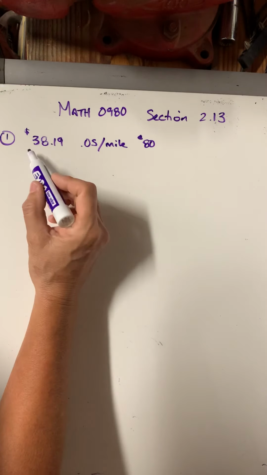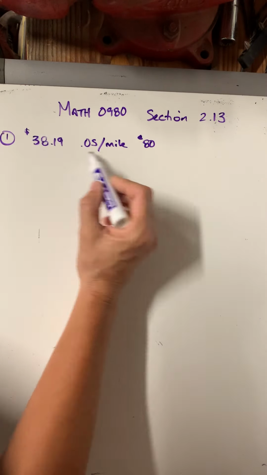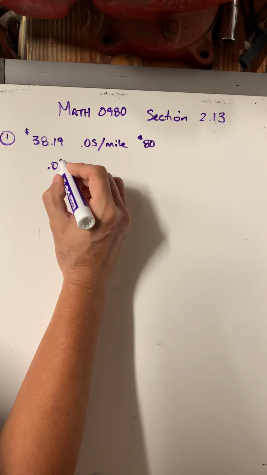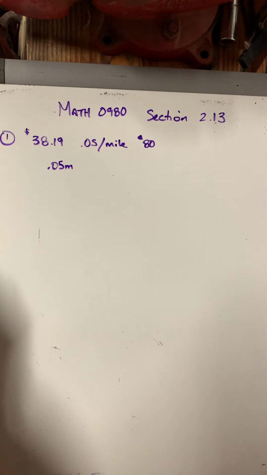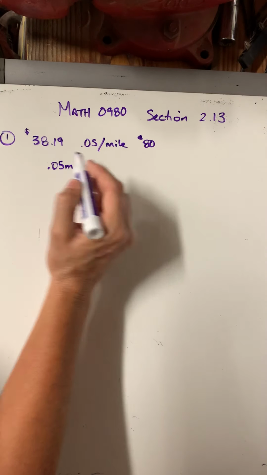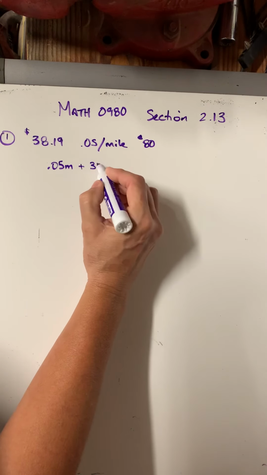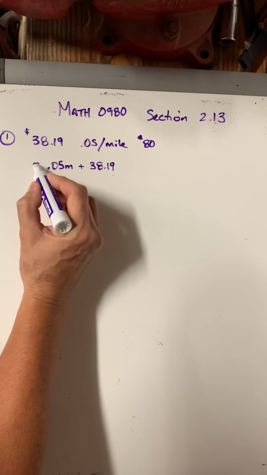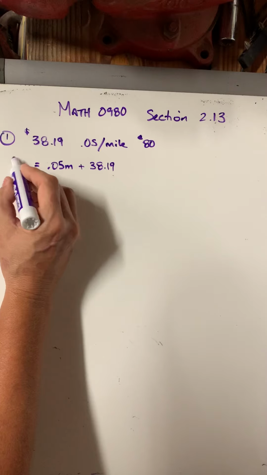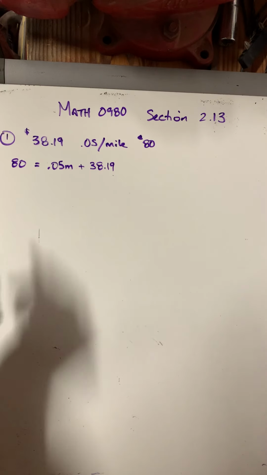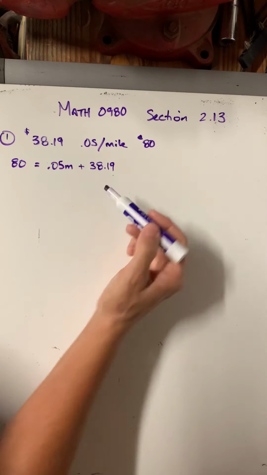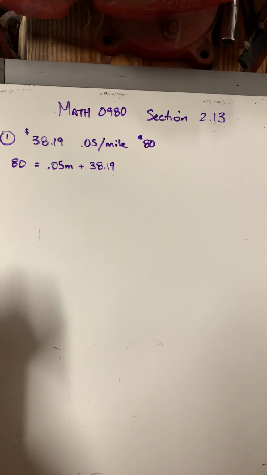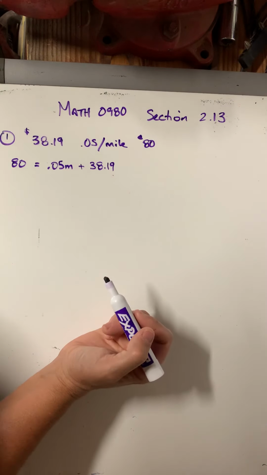So the first thing I like to do is figure out what this equation is. So we're paying 5 cents for every mile, so that's 0.05 times every mile, plus we have our daily rate of $38.19. Now all of that has to equal the amount of money the person has, which is 80, and then from there you can solve the equation. Subtract the 38.19 and then divide by the 0.05, and you'll get your answer for miles.